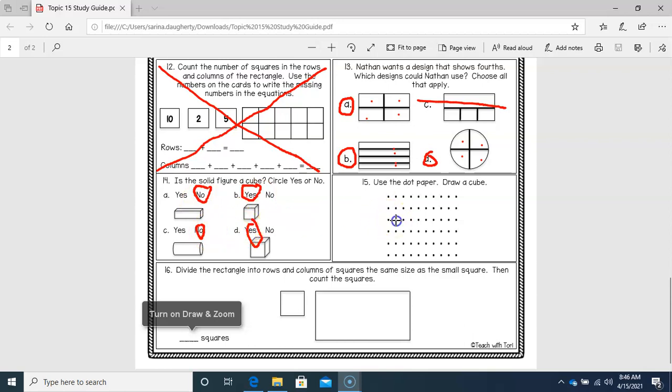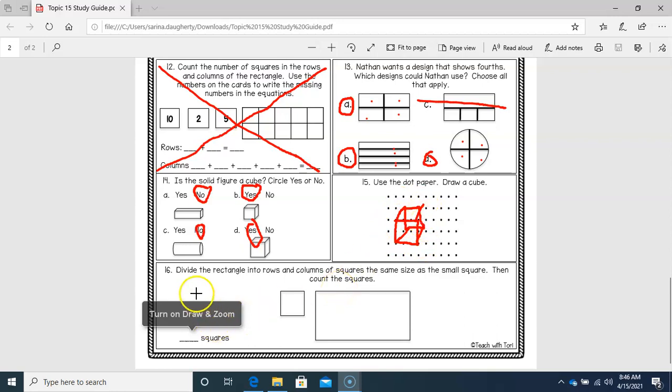All right, on number 15, you're going to do this the best you can. You're going to draw a cube the best you can. As you can see, mine is not exactly straight, but I'm doing the best I can. As long as it's close to that, I will give you credit for it. So just try to make it as straight as you can. If you have a ruler, that might help you as well. Try to make the faces all the same length. Use the dots to help you line it up.